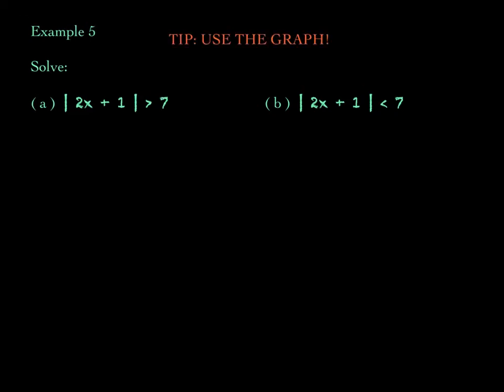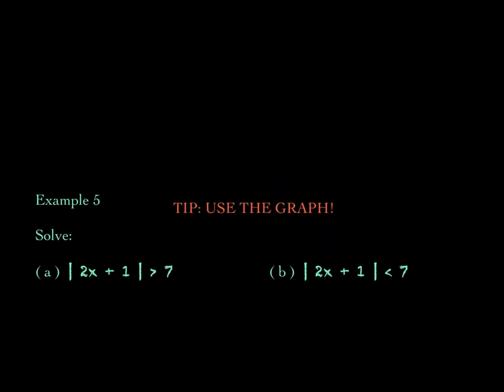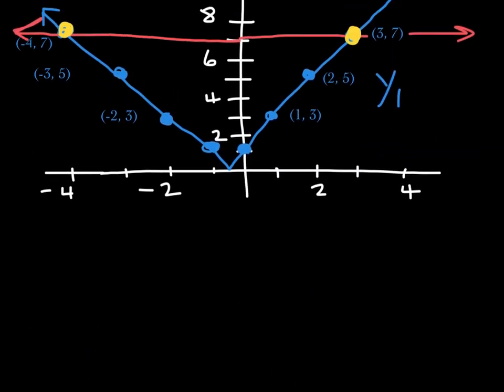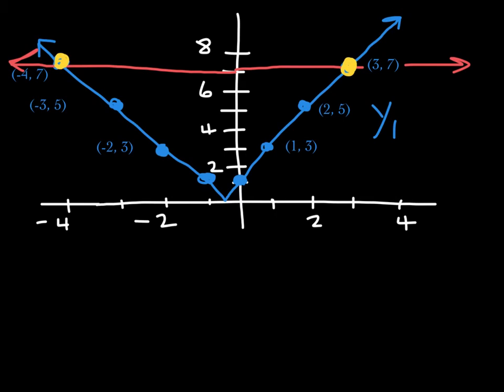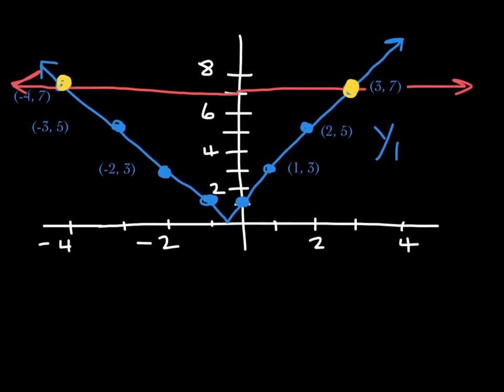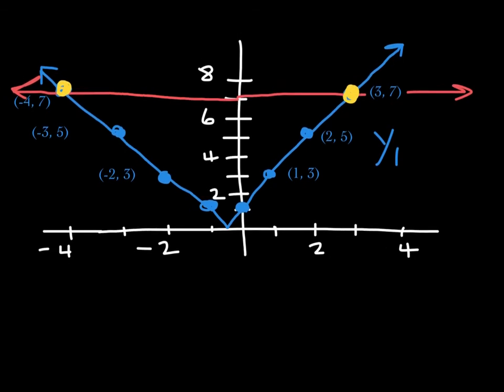All right, let's look at the first one, right? When is the absolute value of 2x plus 1 greater than 7? So let's scroll back up to our picture. Come with me, and we're going to use the graph. Here is the graph, okay? Let me get rid of some stuff we don't need here. There. So look at this graph. What you see in blue is the graph of the absolute value of 2x plus 1, right? You and I just walked through it a little while ago.